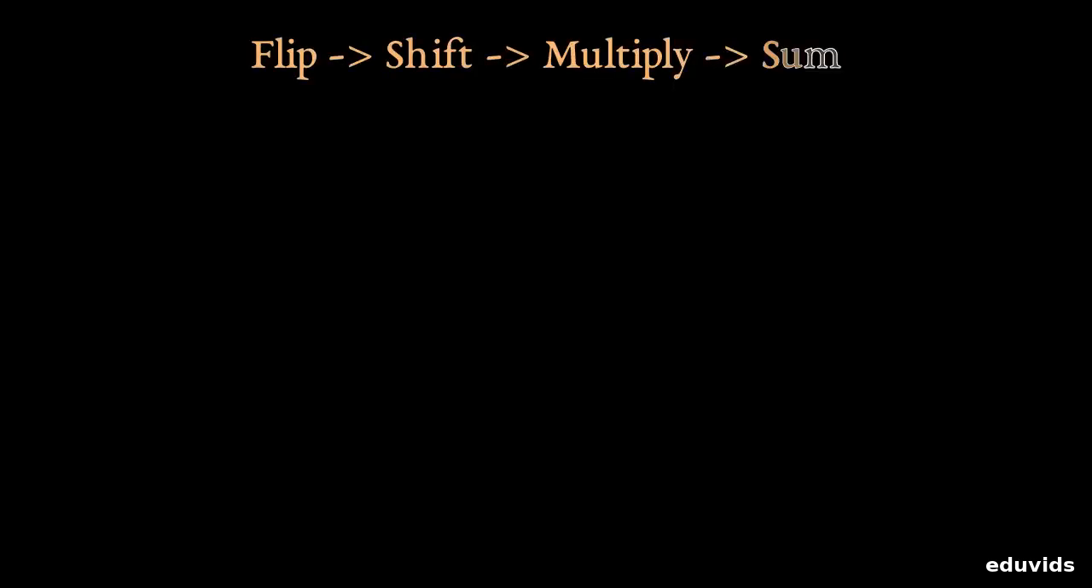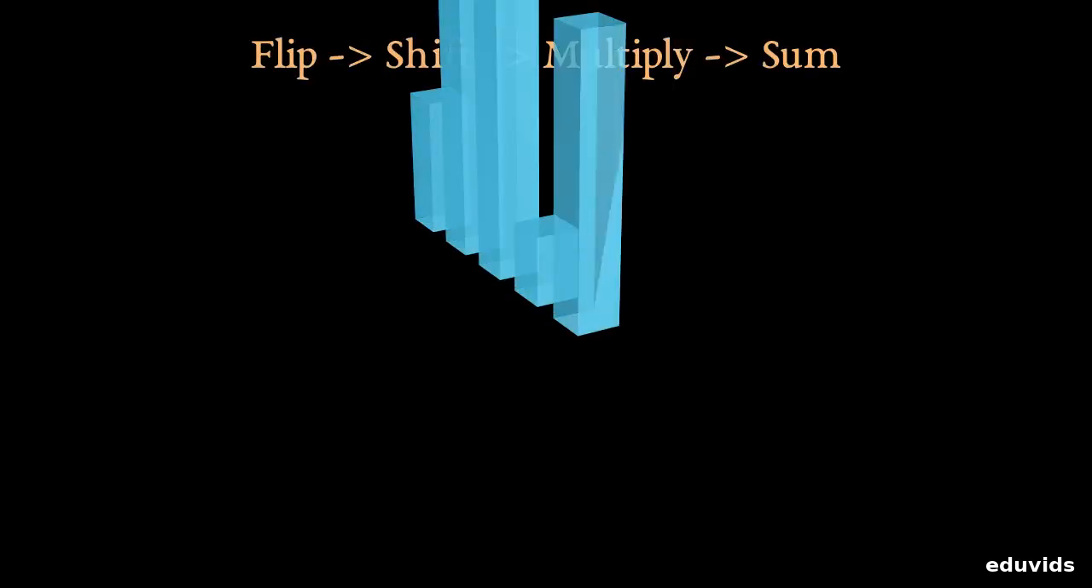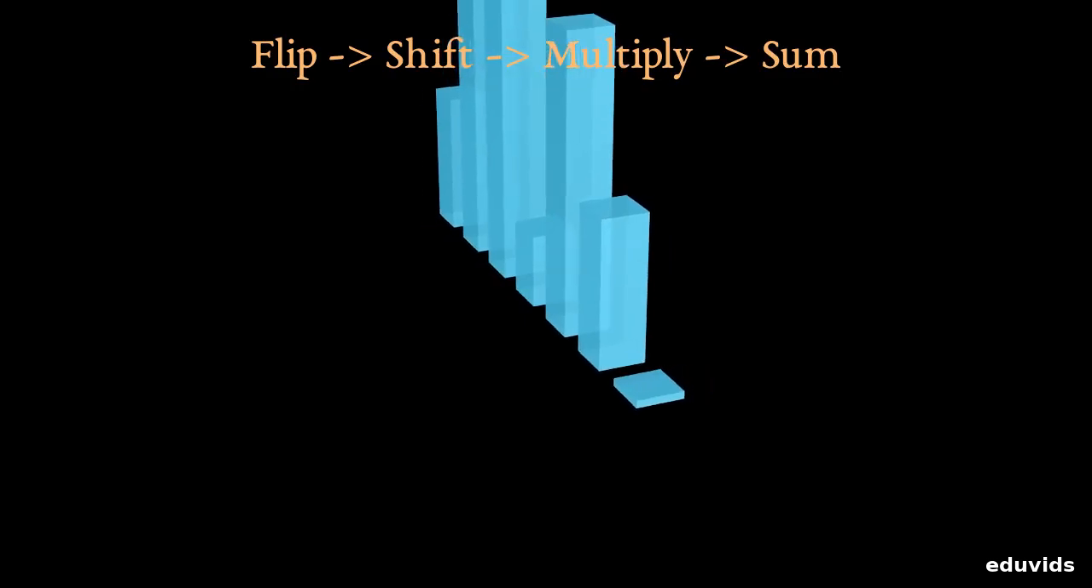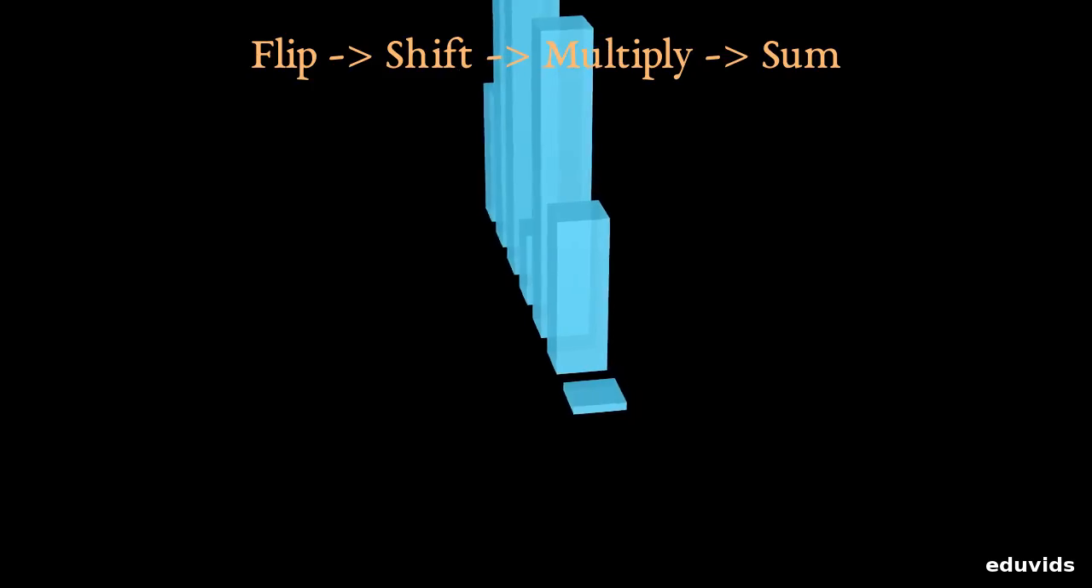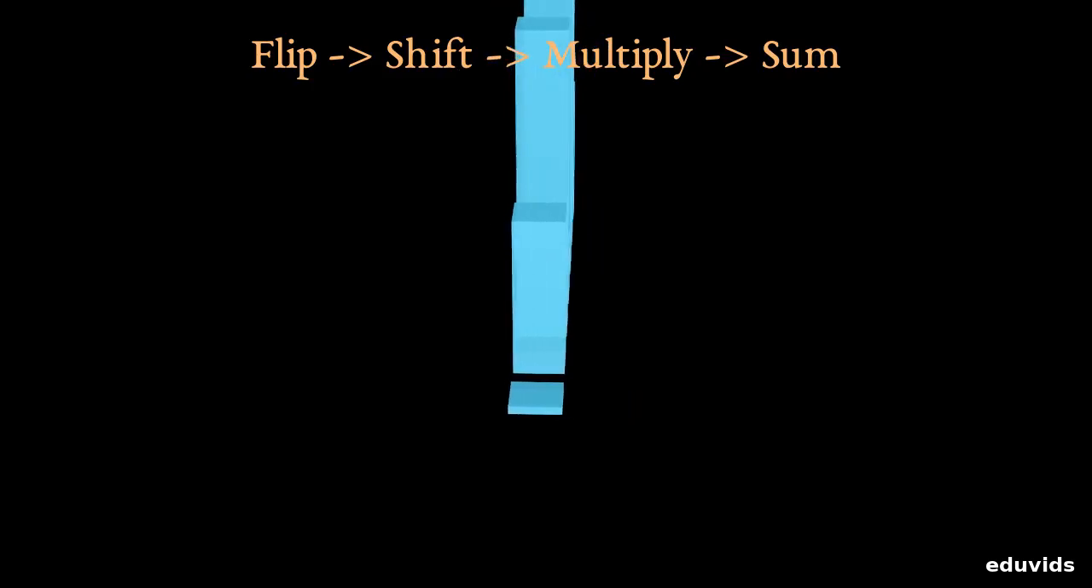Convolution is the engine behind many modern technologies. By flipping, shifting, multiplying, and summing, you can transform a messy input into a clean, useful output.